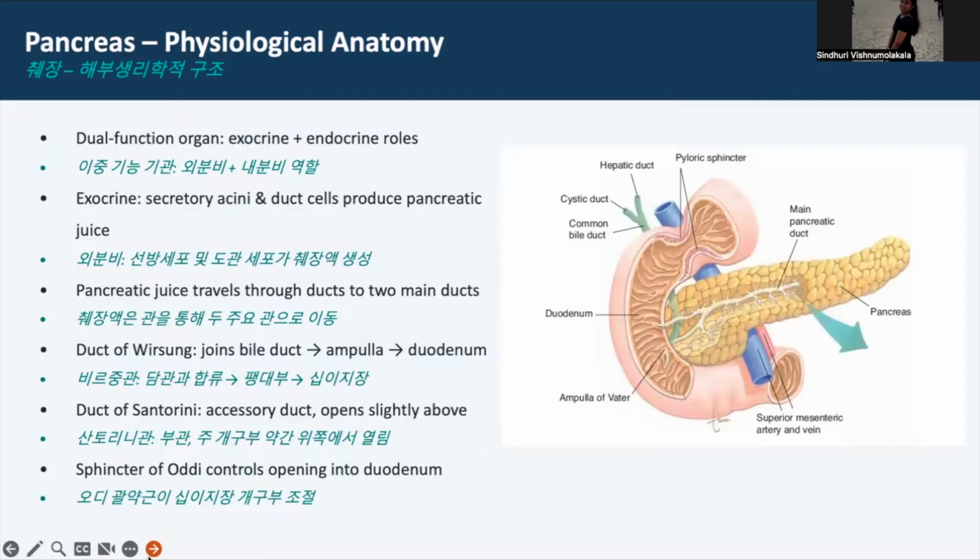It acts as an exocrine gland and also an endocrine gland. Now, what is exocrine and endocrine? When it releases substances or enzymes through a duct into a particular part, that is called exocrine. And when it releases its substances or products or enzymes directly into the bloodstream, it is called endocrine. So first, let's understand the exocrine functions of the pancreas.